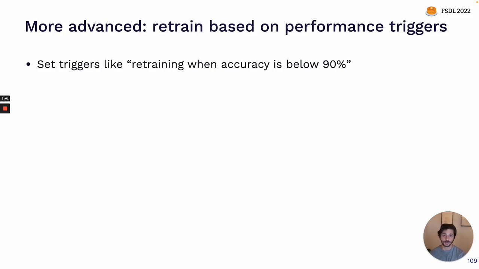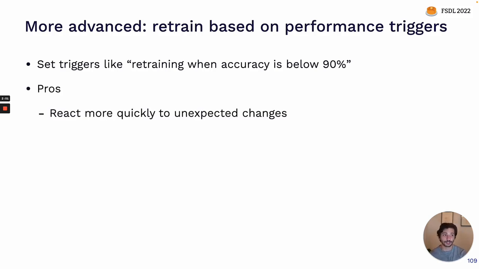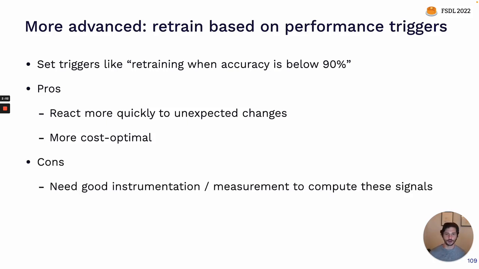This looks like setting triggers on metrics like accuracy and only retraining when that accuracy dips below a predefined threshold. Some big advantages to doing this are you can react a lot more quickly to unexpected changes that happen in between your normal training schedule. It's more cost optimal because you can skip a retraining if it wouldn't actually improve your model's performance. But the big cons here are that since you don't know in advance when you're going to be retraining, you need to have good instrumentation and measurement in place to make sure that when you do retrain, you're doing it for the right reasons and that the new model is actually doing well.